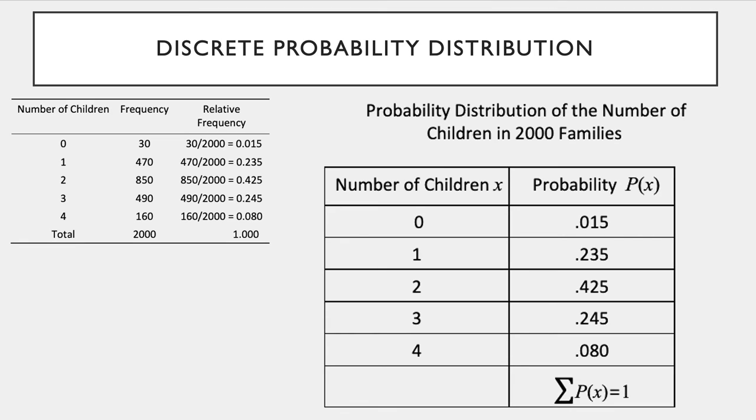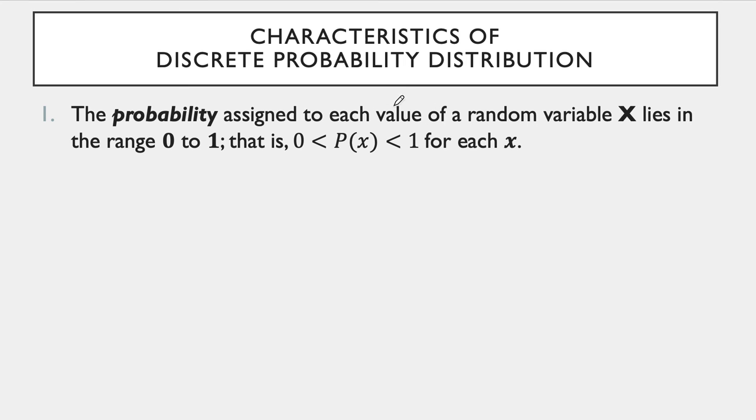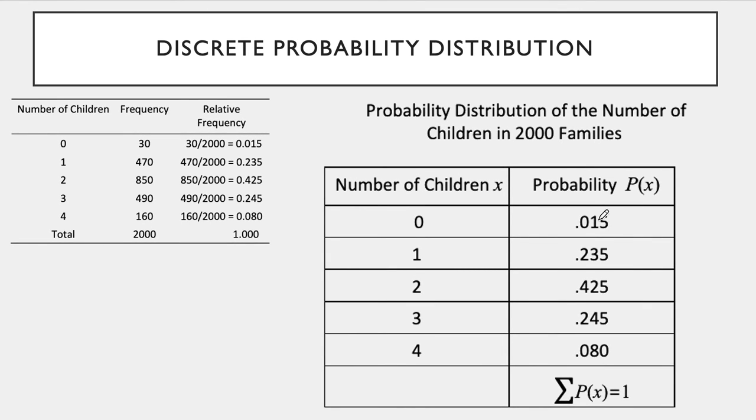The characteristics of a discrete random variable or a discrete probability distribution are as follows. Number one, the probability assigned to each value of a random variable big X lies within the range of 0 to 1. That is, the P of X should be between 0 and 1 for each small x in big X. So it should only be between 0 and 1. Notice here, the probabilities are all between 0 and 1.